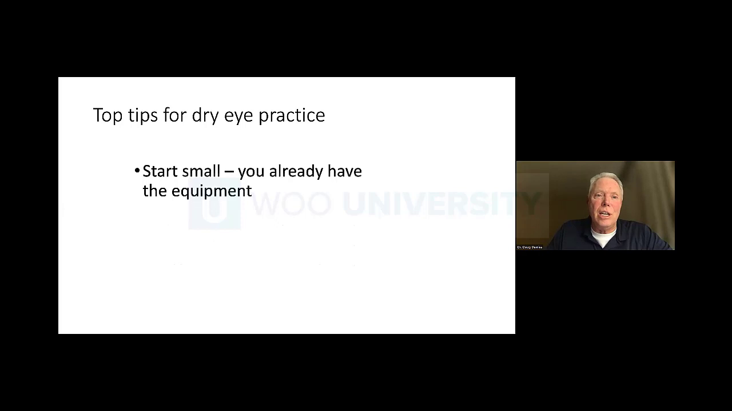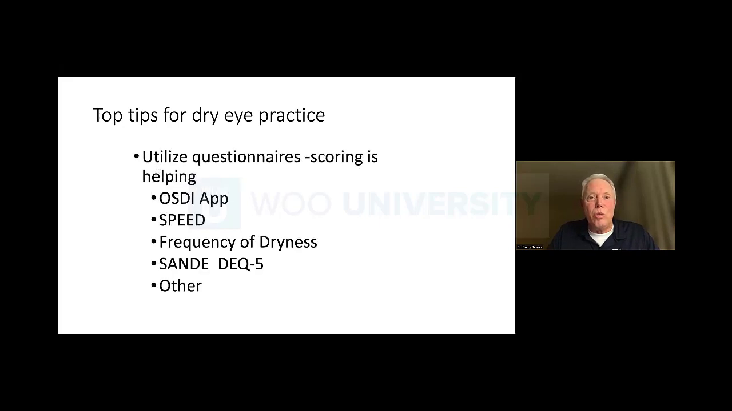And that is, you need a slit lamp, you need some vital dyes, and if you have some Q-tips, you really have everything that you really need. And then another tip is really utilize questionnaires. What you do with that questionnaire is that's low-hanging fruit. You let that patient tell you they have a problem, and then you can address it.